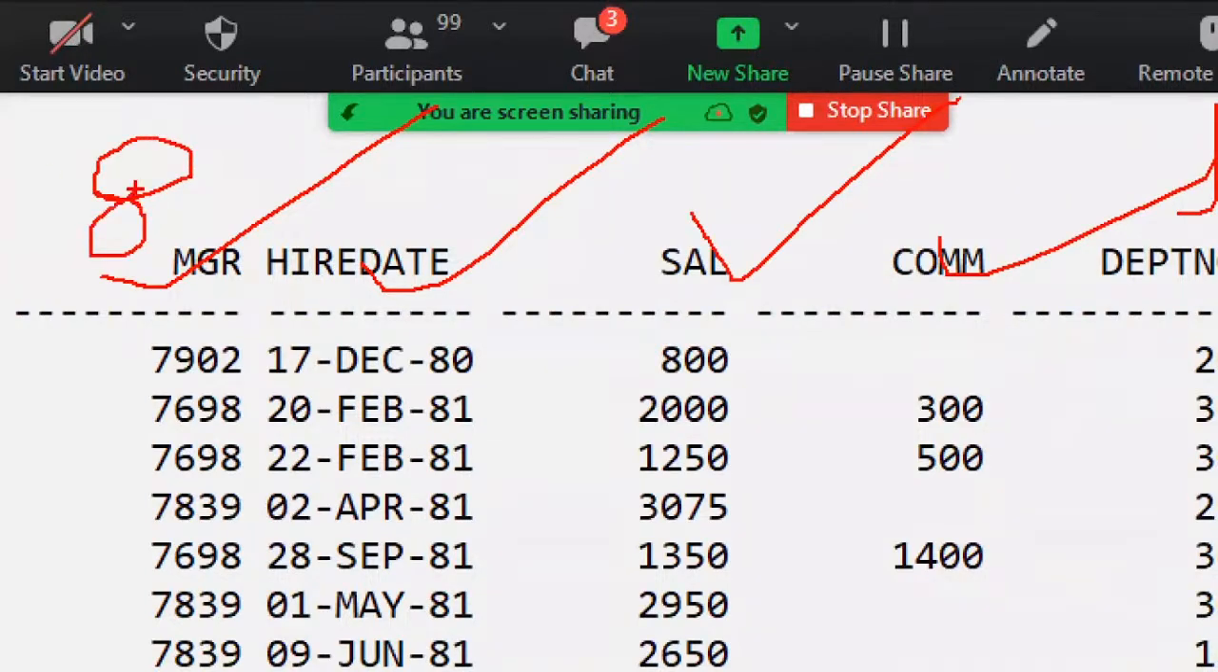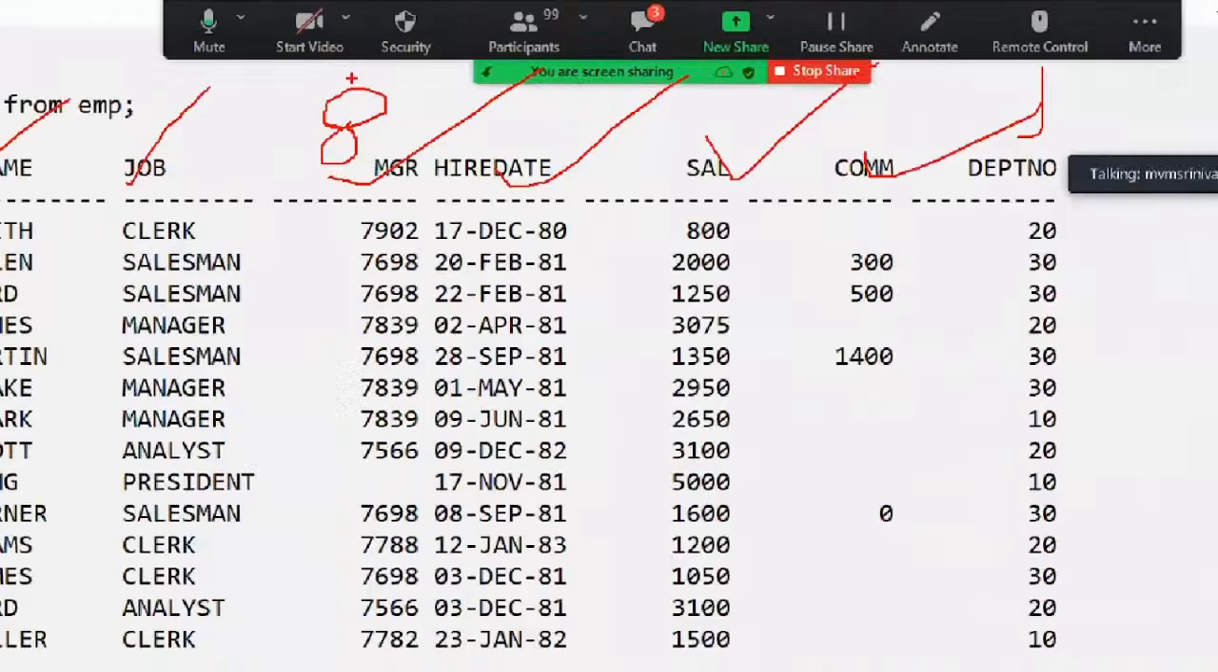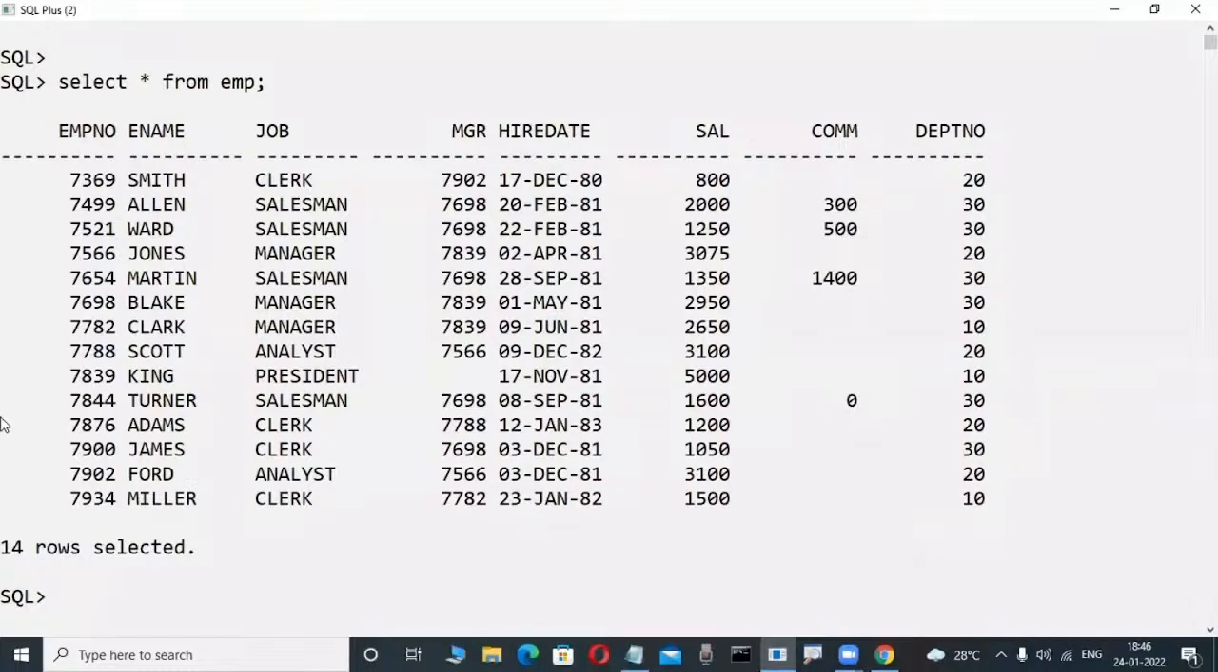Why I'm counting this: write a query which counts the number of columns in a table, it's an interview question. That one is for the future. You are familiar with the most powerful things. Okay, fine. Yes, 8 columns are there.